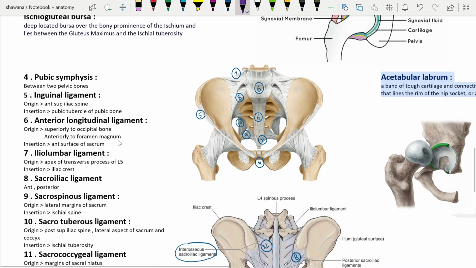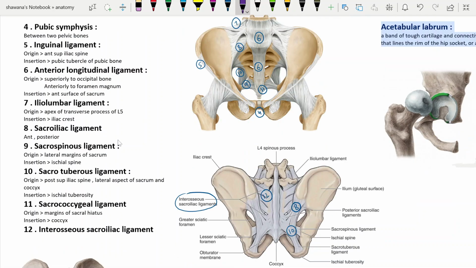The other ligaments include the pubic symphysis. Pubic symphysis is between the two pubic bones. This one, which I'm highlighting in purple color, is the pubic symphysis. The fifth one is the inguinal ligament. The inguinal ligament gives attachment from the anterior superior iliac spine till the pubic tubercle, as you can see here, from the anterior superior iliac spine up to the pubic tubercle.